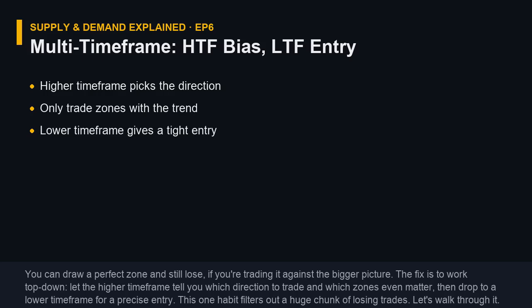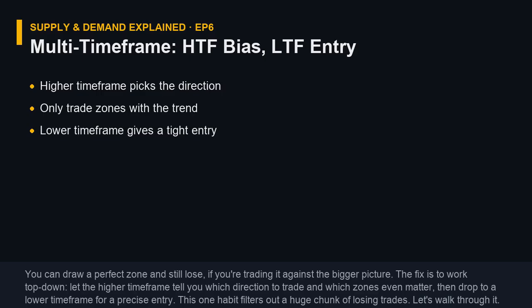You can draw a perfect zone and still lose if you're trading it against the bigger picture. The fix is to work top-down. Let the higher time frame tell you which direction to trade and which zones even matter, then drop to a lower time frame for a precise entry. This one habit filters out a huge chunk of losing trades.